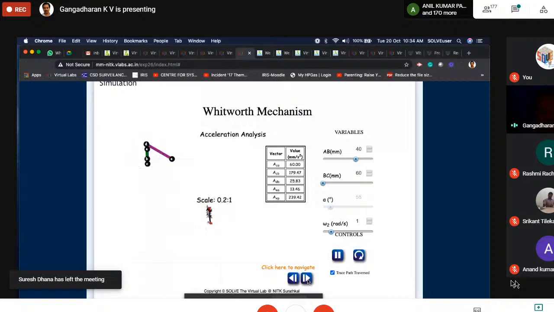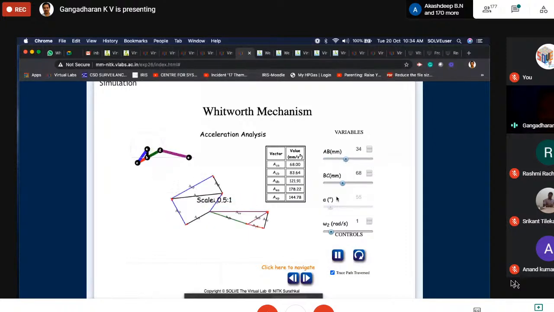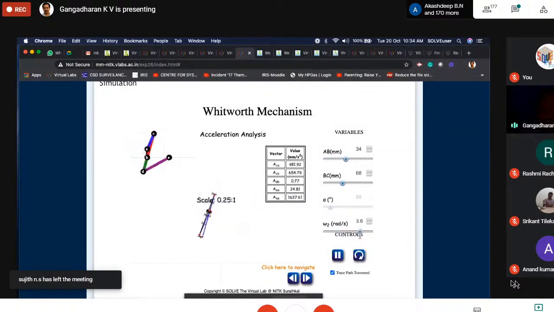So those students who want to get excited a little more, you can push them towards this, and you can even adjust the length. Each of the lengths can be adjusted dynamically, and the values will keep changing. And I found this is quite easy for me to even set question papers.